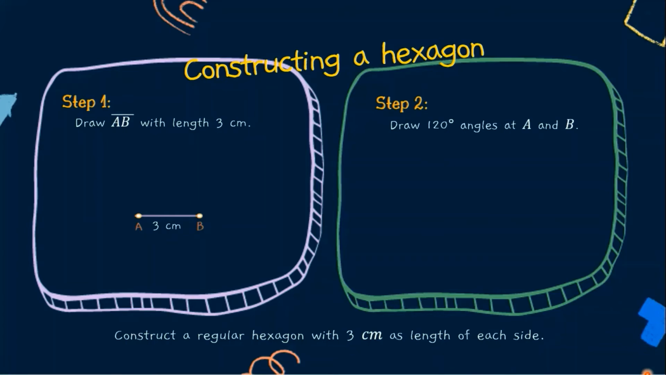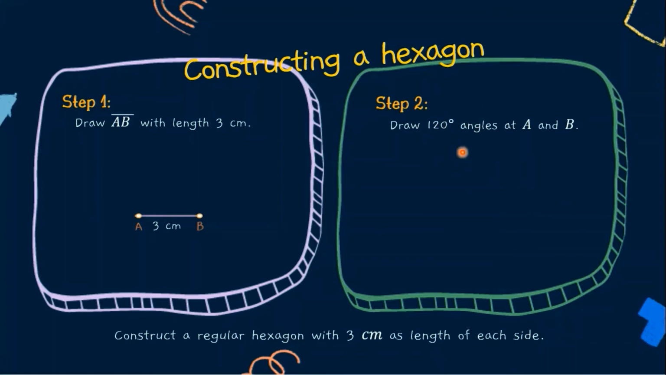For step 2, draw 120 degree angles at A and B. Now, bakit naman 120 degrees yung angle natin for the hexagon? It is because, just like what we mentioned sa ating lesson 6, for the interior and exterior angles of a convex polygon, if a hexagon is a regular polygon having the same measurement for sides and angles, dapat yung kanyang interior angles individually ay 120.